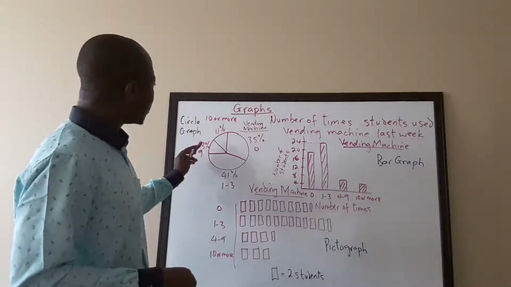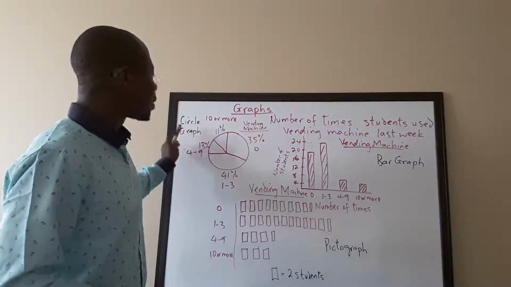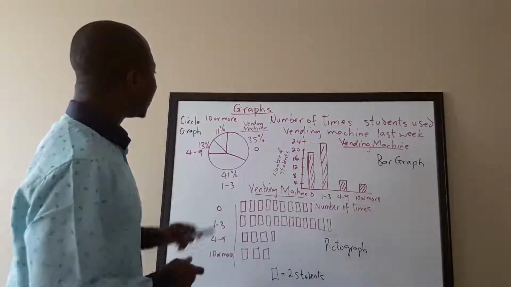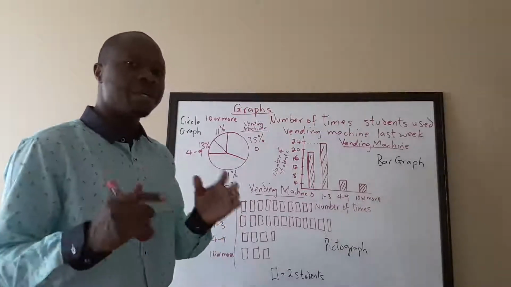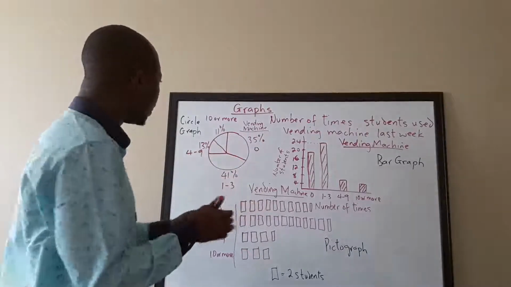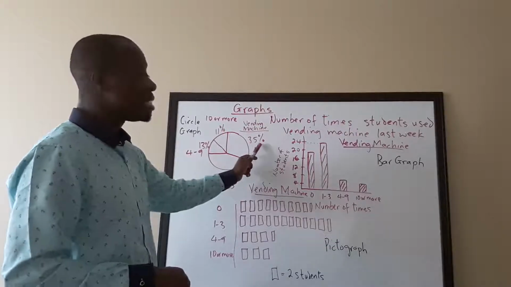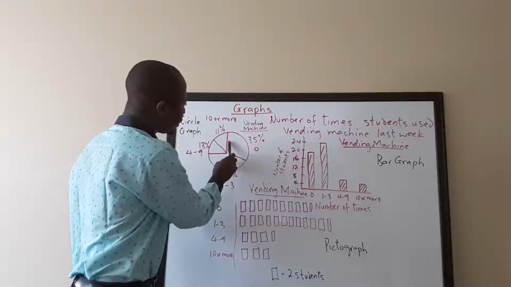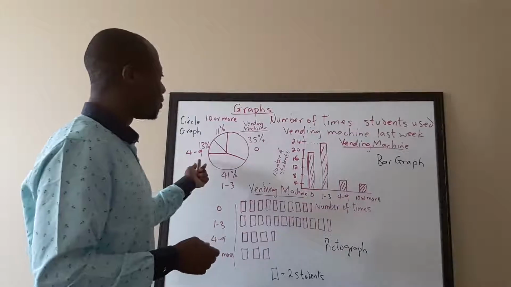Now, when is it a good idea to use a circle graph? Sometimes we call this a pie chart as well. So, circle graph or pie chart. It's a good idea to use the circle graph when you want a good opportunity of showing part to whole. For example, right here I can see very well that 35% did not use the vending machine because I'm able to compare this part to the whole. That's a really good thing about the circle graph.